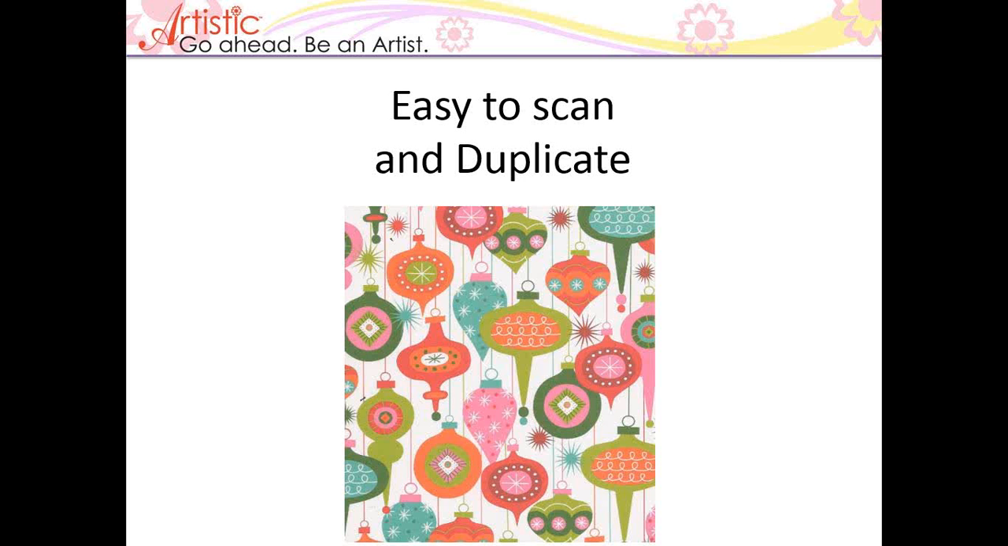And of course, it's very easy to scan your papers in, or whatever you have that you want to duplicate. You can use the scanner on your computer, or you could use the webcam if you have one of those on your computer. That's really cool to use too. So that can easily be done with our Artistic Suite software. Then you can just trace around that ornament and send it to the cutter.